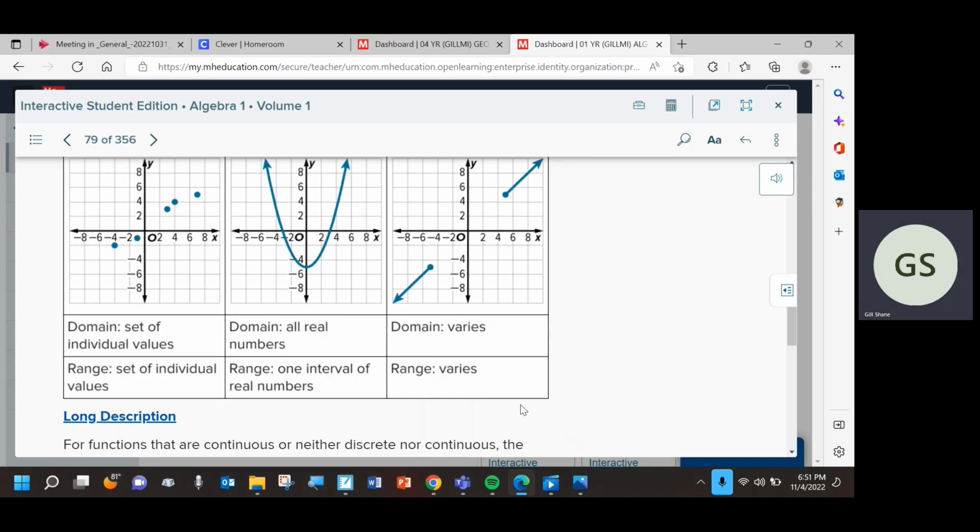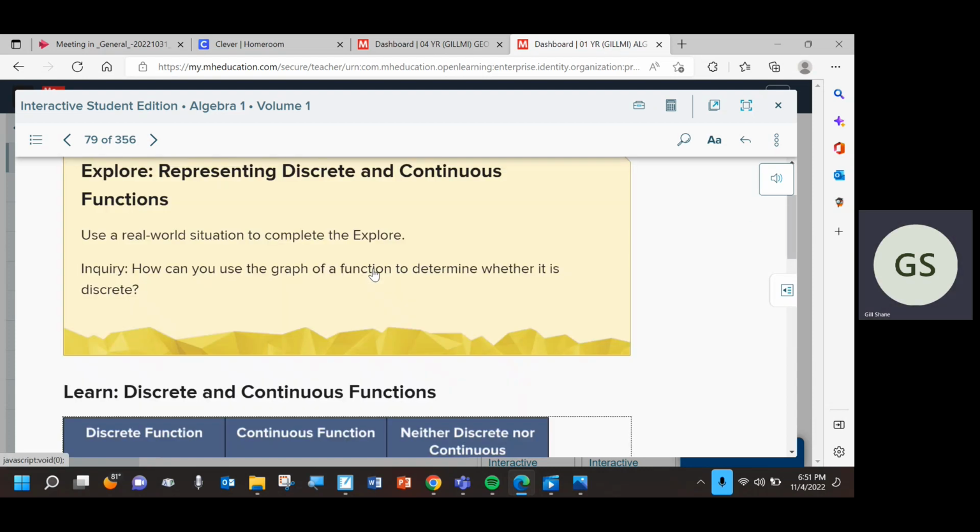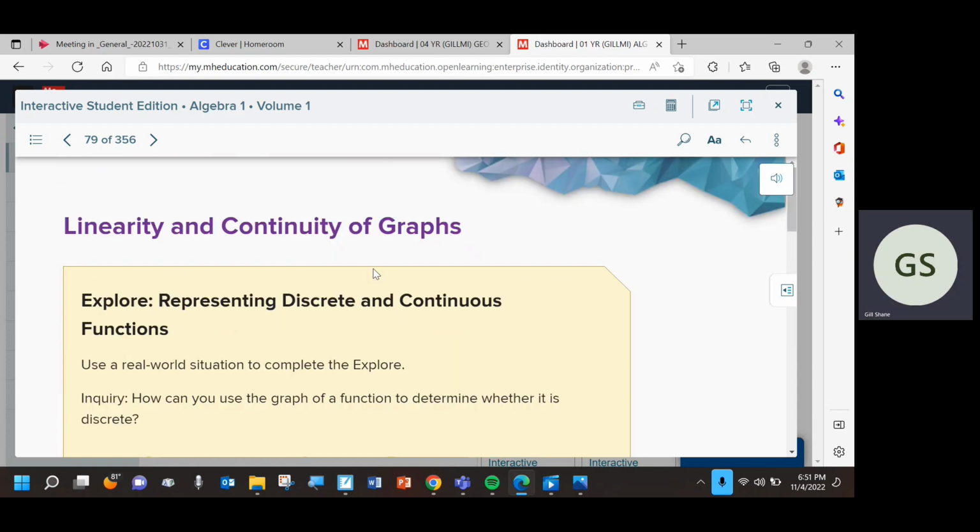This recording is for Algebra 1A. It would have been on the Tuesday and Wednesday that were November 1st and November 2nd, depending on which period you're in. So we discussed a new concept in functions.